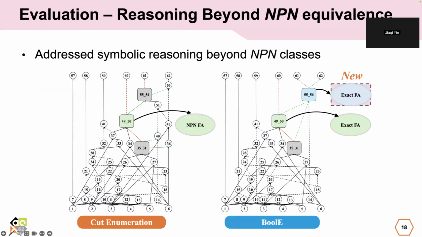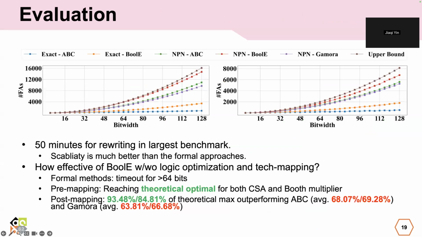Let's revisit the motivating example. During BoolE's rewriting, the disappeared full adder is recovered, as illustrated in the blue node. Besides, all of the two identified full adders are exact, corresponding to the logically equivalent nodes. For the rewriting runtime, it takes 50 minutes for rewriting in the largest benchmark, and the scalability is much better than the formal approach like SMT and other commercial tools like Jasper. For formal verification, it times out for designs larger than 64 bits.